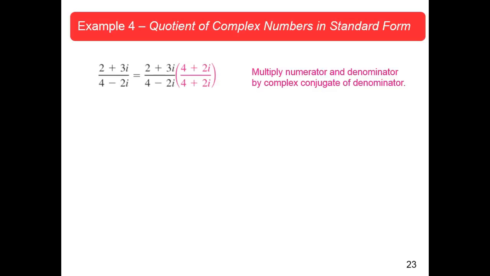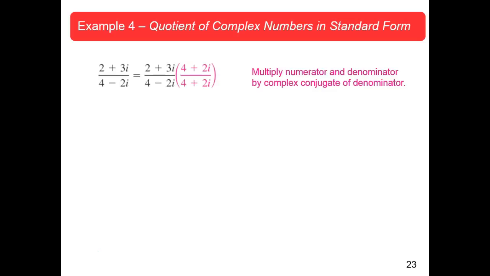Taking the i squared, 8 minus 6 is 2. And then the imaginary parts would be 4i plus 12i, so that's 14i. So 2 plus 14i. Okay? The denominator, though, is 16 plus 4, 20.